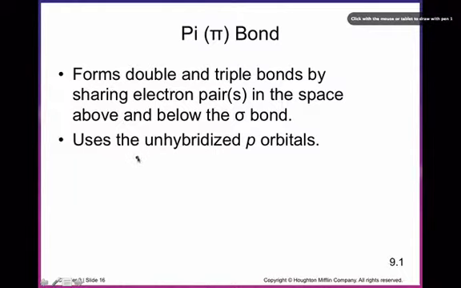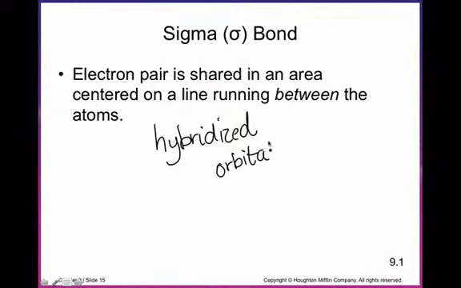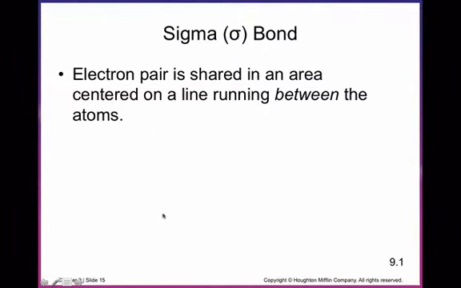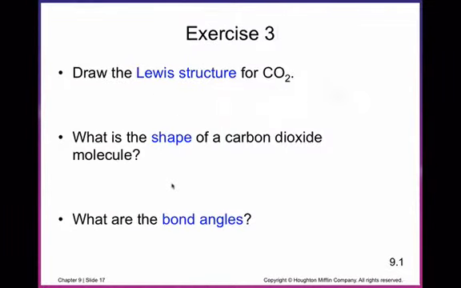And this uses the unhybridized p orbitals. So your sigma bonds that we were just looking at back here, they use the hybridized orbitals. They're the ones that exist between the atoms. The pi bonds use the unhybridized p orbitals. So whatever is left over is not hybridized. That's where you can get your pi bonds.